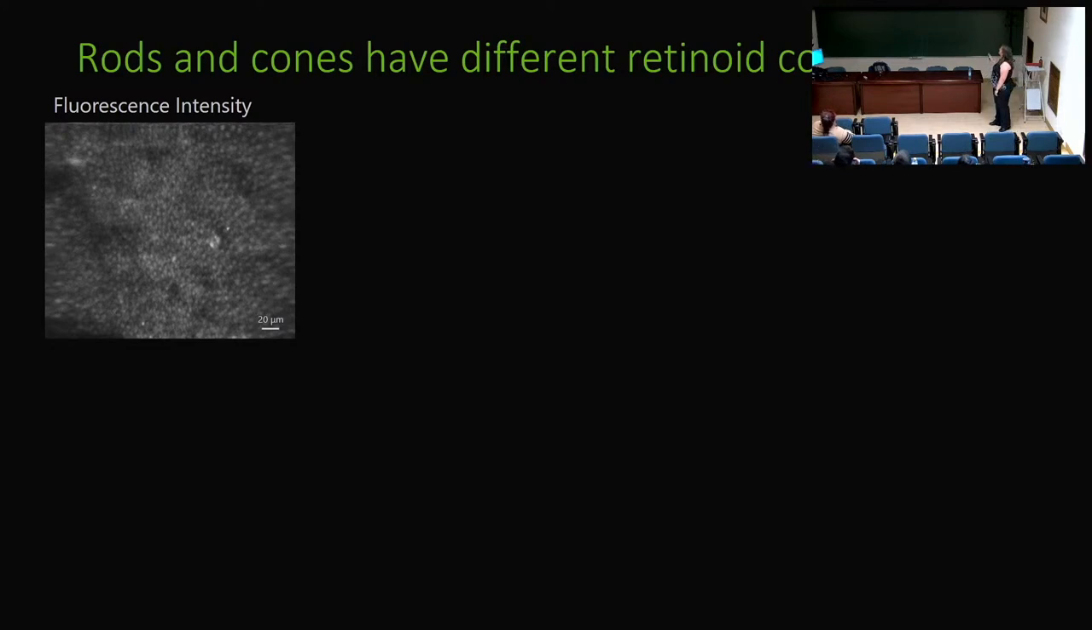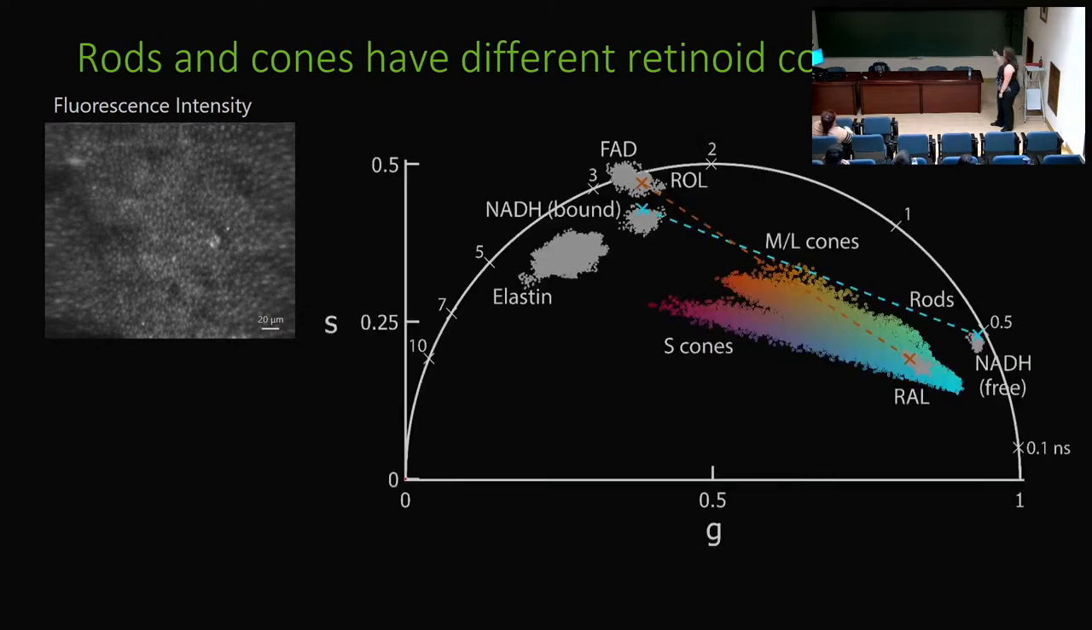So in the upper left is that typical fluorescence intensity image. For these, we actually used larger fields of view than we had typically used before. And you can see the rod and cone mosaic. And here we see our ML cones, our rods, and our S cones. This is a phasor plot. Now in this case, each data point is a pixel in the intensity image.